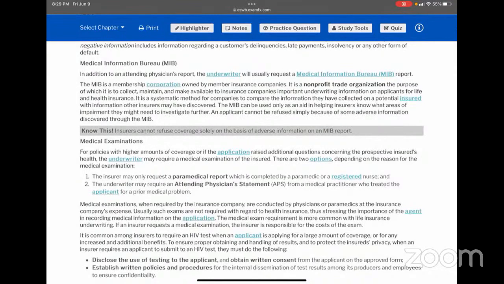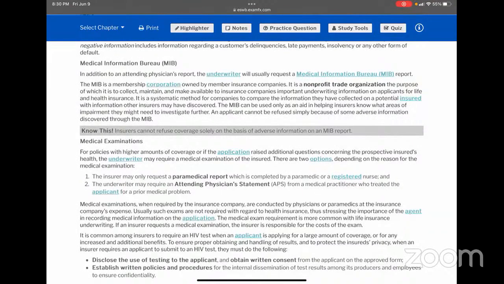All right, medical examinations. For policies with higher amounts of coverage, or if the application raised additional questions concerning the prospective insured's health, the underwriter may require a medical examination of the insured. There are two options, depending on the reason for the medical examination. The insurer may only request a paramedical report, which is completed by a paramedic or registered nurse, or the underwriter may require an attending physician statement, APS.